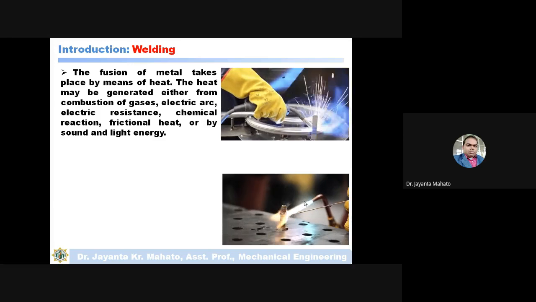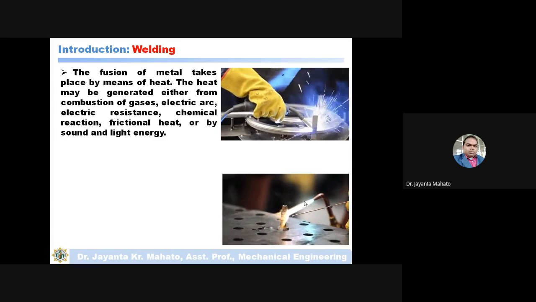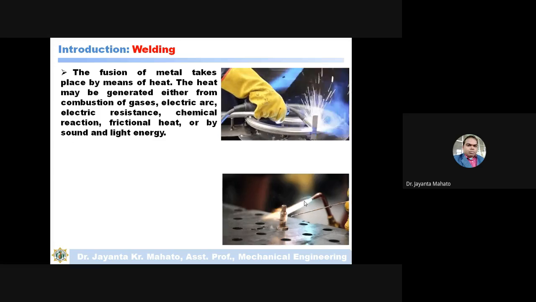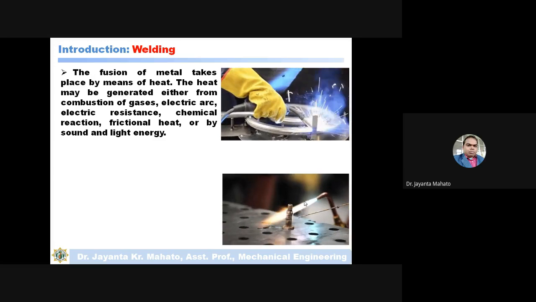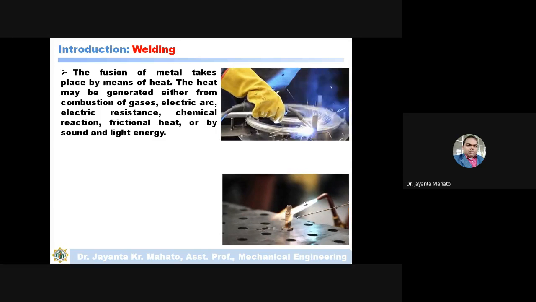So these are actually the sources of heat, and this heat can be either from the gases, or electric arc, or electric resistance, or chemical reactions, or frictional heat, whatever. So hence heat is required to melt the metals at the zone where we want to weld.